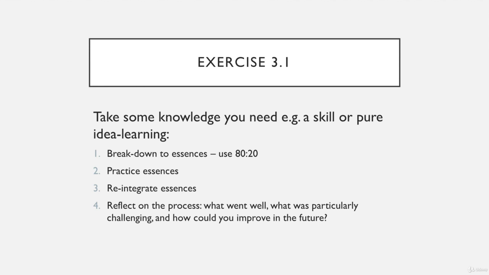Now, part 4 of exercise 3.1 says reflect on the process. What went well? What was particularly challenging? And how could you improve in the future? You're going to see this question quite regularly throughout this course, and the reason is simple. Learners who reflect on the learning process tend to learn better. I'll say that again. If you can learn something, reflect on it, think about how it went for you, what went well, what went badly, how you can improve in the future, you will tend to learn better. You'll memorize more, and you'll tend to be more effective, faster and deeper with your learning. So it's well worth reflecting on what you're doing as you go through the course.